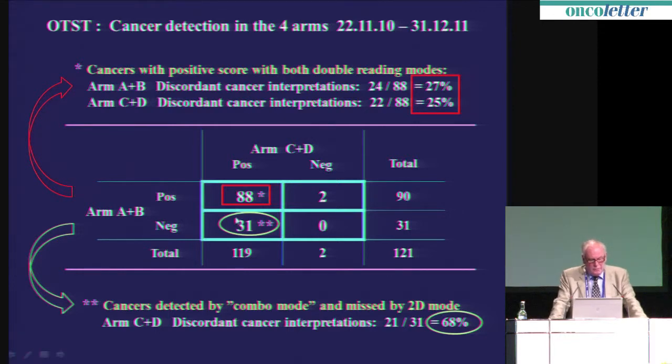Interestingly, if we stratify and look only at the additional cancers found on tomosynthesis, also negative on independent double reading with conventional 2D, and picked up positive only by at least one of the two readers having 2D plus tomo, you can see that the discordant cancer interpretation rate was 68%. This is an interim analysis. I will not say this is going to be the final results in the Oslo trial. But what does it tell you?